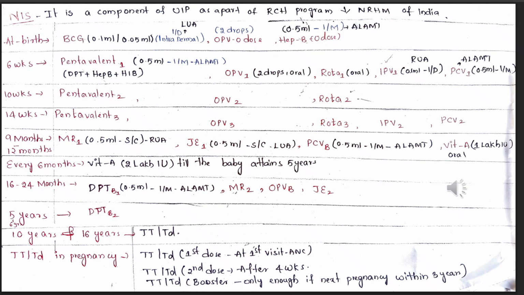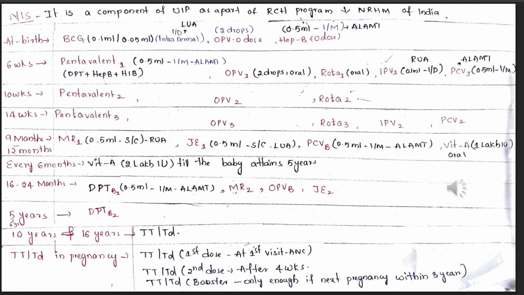This is against hepatitis B disease, and we give 0.1 ml of hepatitis B vaccine intramuscularly at the AMT, the anterolateral aspect of the mid thigh. So at birth we give BCG vaccine, OPV vaccine, and hepatitis B vaccine. If we are not giving hepatitis B vaccine as soon as the baby is born, we can give within 24 hours of birth. And OPV 0 dose, if not given on day 1, can be given within 15 days of birth.